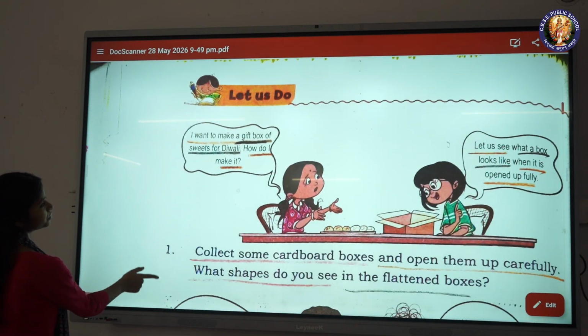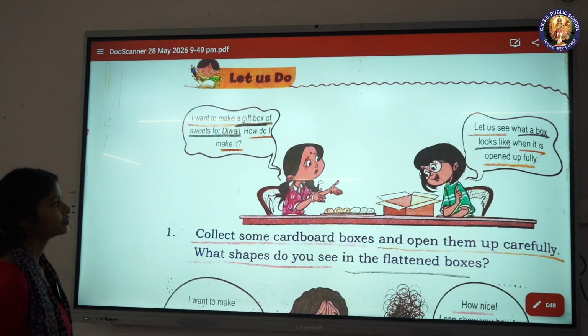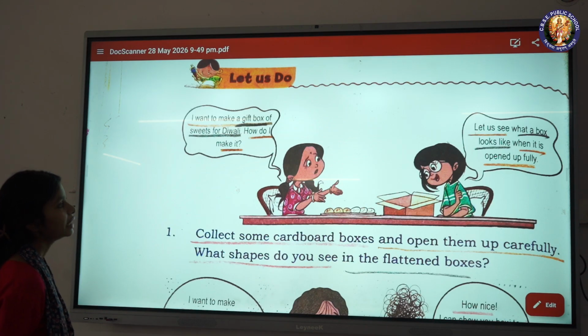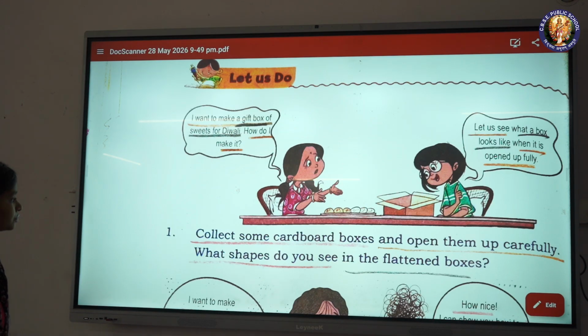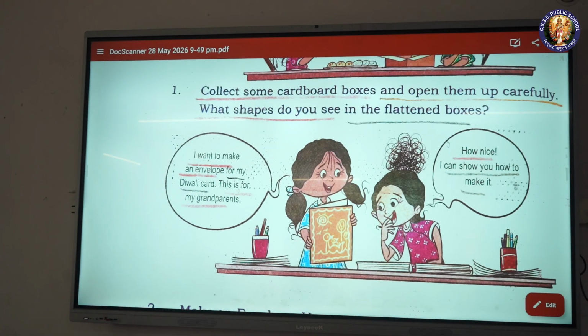Let us do. I want to make a gift box of sweets for Diwali. How do I make it? Let us see what a box looks like when it is opened fully. 1. Collect some cardboard boxes and open them up carefully. What shapes do you see in the flattened boxes?